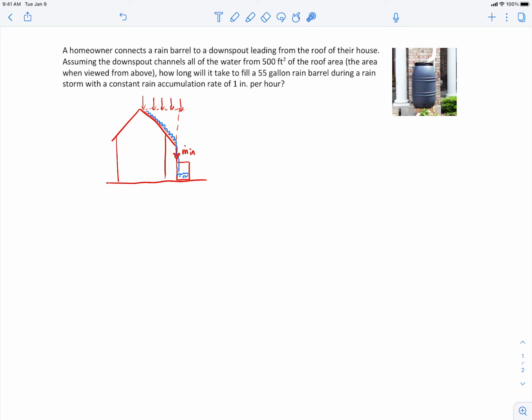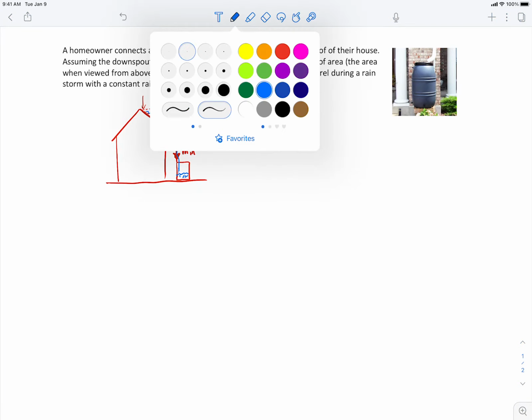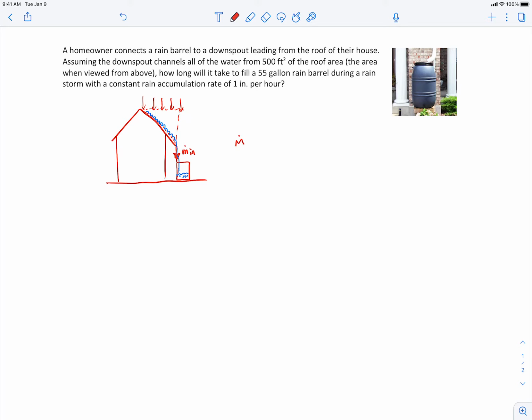All right, so just with that in mind, let me go ahead and calculate the m dot in. This is the mass flow rate going into the rain barrel. It'll be the density of water times the rate at which it's coming in. So I'm going to call this h dot. The h dot is the 1 inch per hour. It's the rain accumulation coming in. And then A is the cross-sectional area. So it's like a density times a velocity times an area. So that's the density of water.